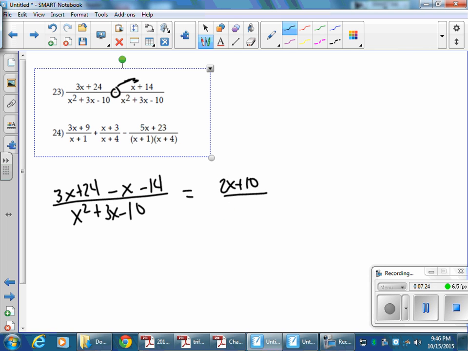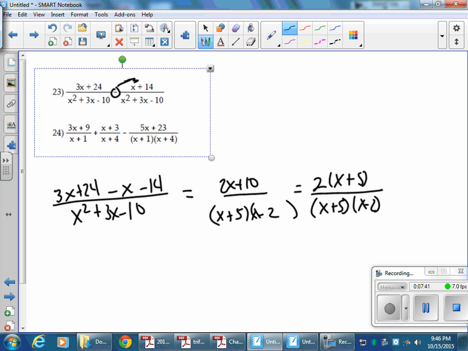On the bottom, I'm going to factor that bottom if I can. And I've still got to factor the top too. It's going to be x plus 5, x minus 2. And the top factors, I can take out a 2 and it's times x plus 5. So the x plus 5's cancel. And I get 2 on the top and x minus 2 on the bottom.